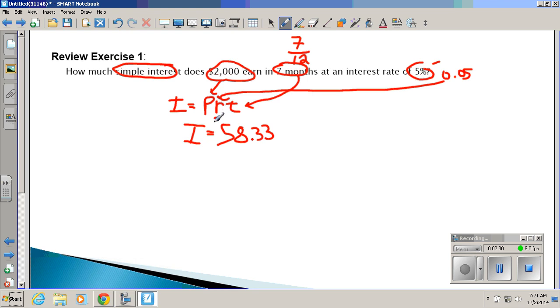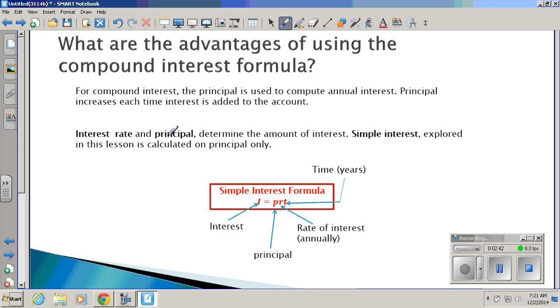Whenever you're talking about money on homework and on tests and quizzes, make sure you go to the nearest cent unless otherwise suggested, and make sure you put your units. Okay, so there's a simple interest formula again. Compound interest, as I said before, is computed on principal as you go. So it's not just every year, it's however often, quarterly, monthly.